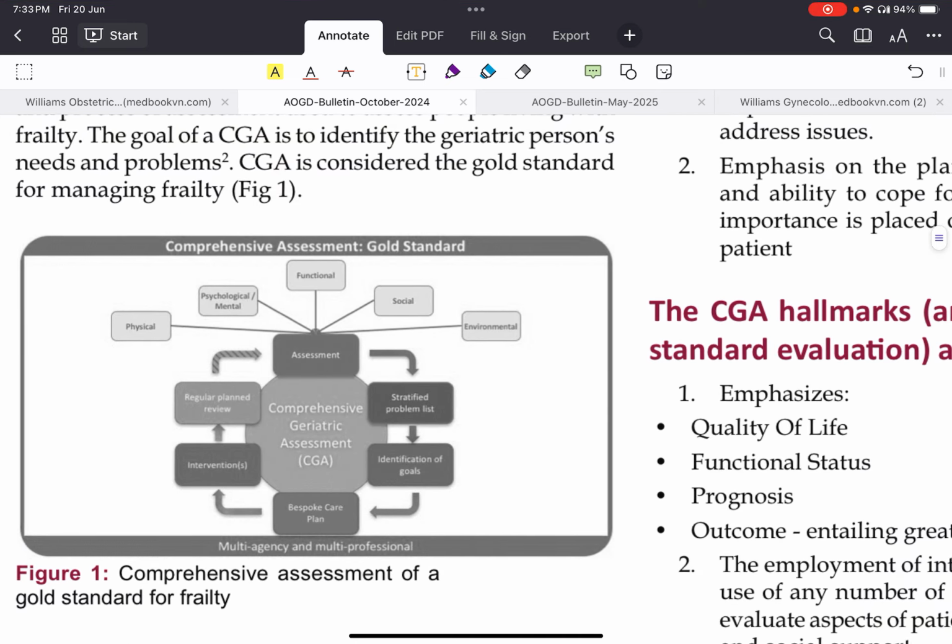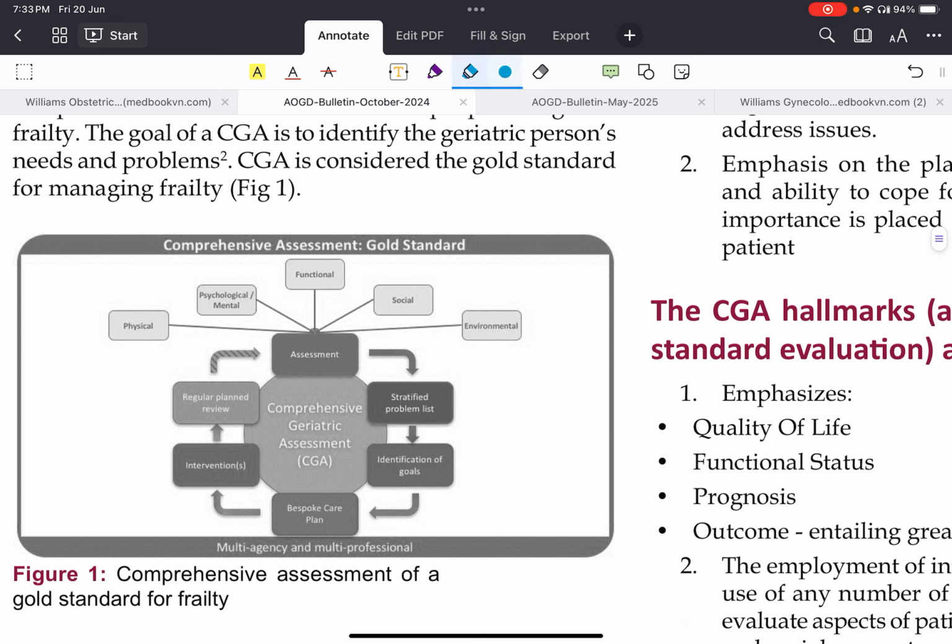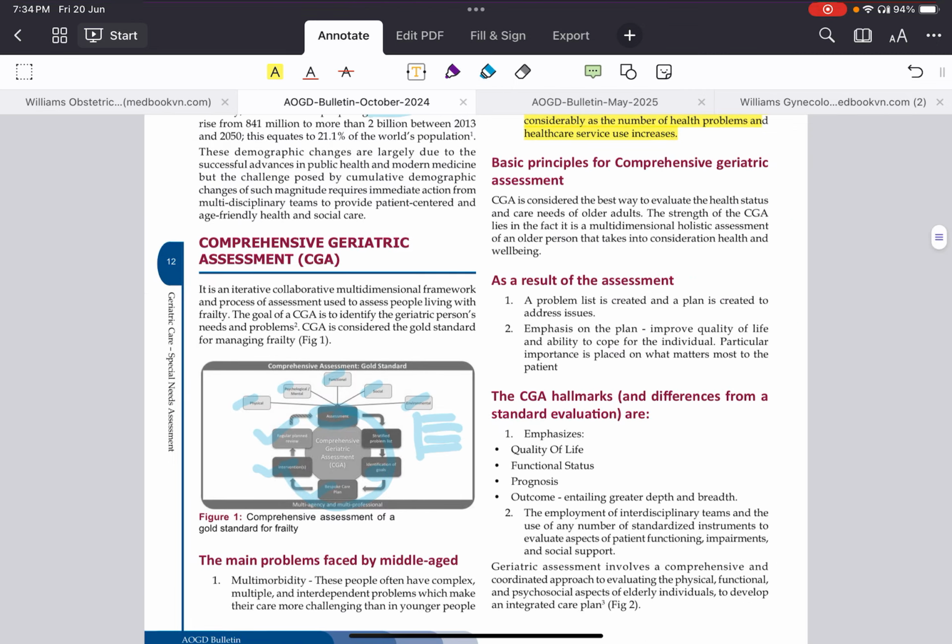Obviously, you can write this easily. First, you'll assess top to bottom: physical, psychological, functional, social, environmental. Then you'll find the problems in that 60-age group and make a list of the problems. Then, what to do for the problems and how to solve them: you should identify the goals, then make the plan, then make the intervention. After doing everything, you'll review everything. This is the comprehensive assessment, which is the gold standard.